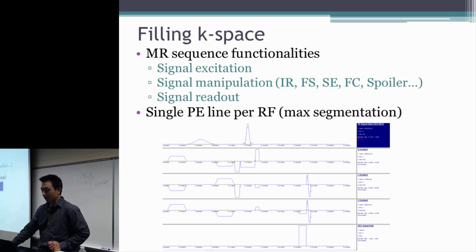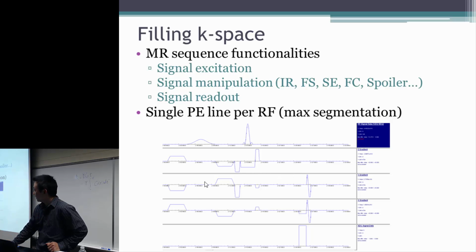Okay, so let's first take a look at single echo acquisition, where we collect a single phase encoding line for each RF excitation. Let's take a look at this real-life sequence design. I just took a screenshot from the Siemens sequence design tool. This is actually what we are dealing with when we do MRI sequence design.